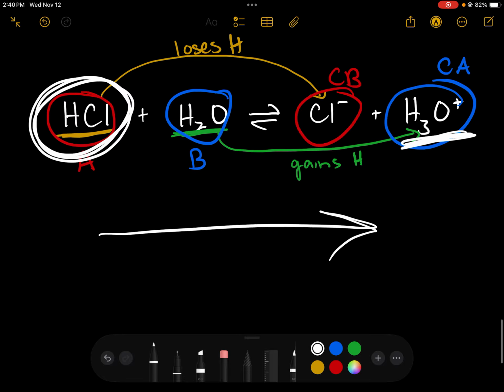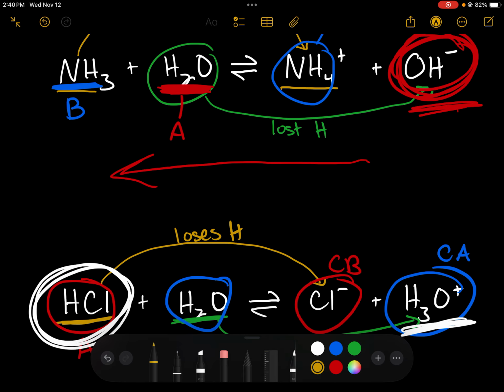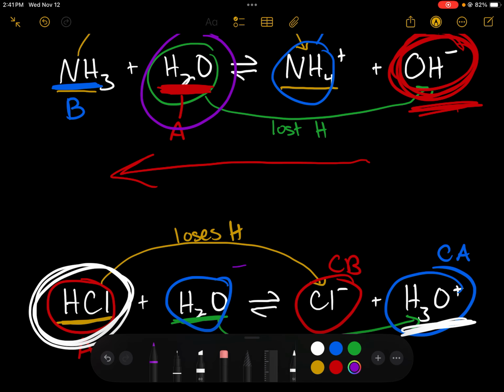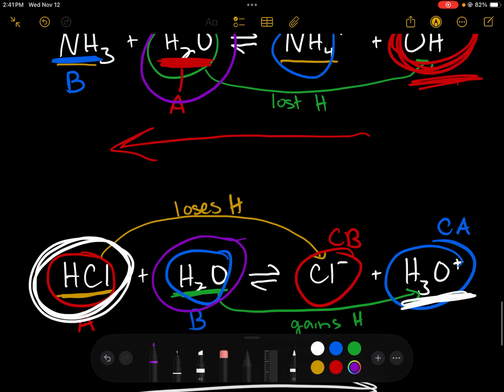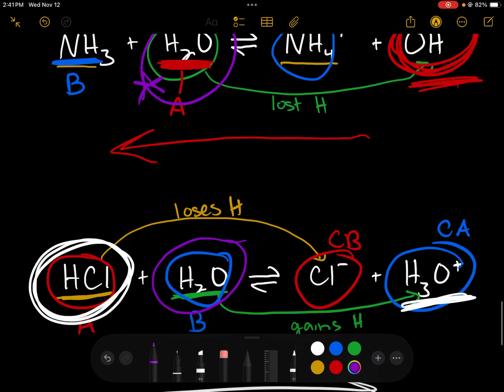But before I end this video, I just want to point something out. Looking at water, so let's switch colors really quickly. Looking at water here and here, you can see that water is acting in two different ways. In reaction 1 up here, water was your acid. In reaction 2 down here, water was your base. So that's proof that water can do either thing. It's amphoteric. It can either act as an acid and lose a hydrogen, or it can act as a base and gain one. If you have any issues understanding this, please let me know.